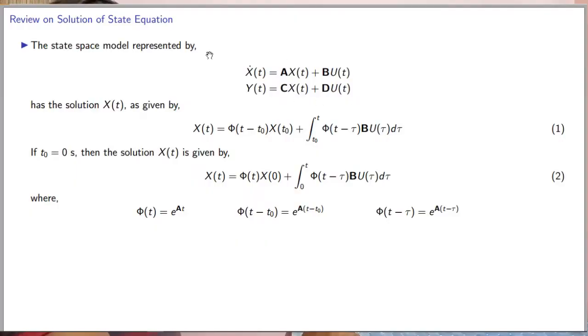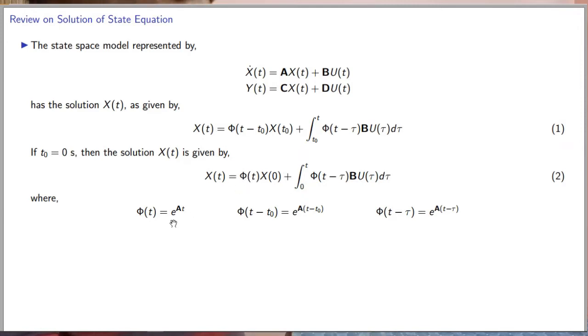If I have a state space model given by this equation, the well-known state equation and the output equation, then the solution is given by equation 1 and 2. The difference between the equations 1 and 2 is that in equation 2, the time at which the analysis starts, or the determination of x of t starts, is taken as t naught is equal to 0. So that is the only difference between equation number 1 and 2.